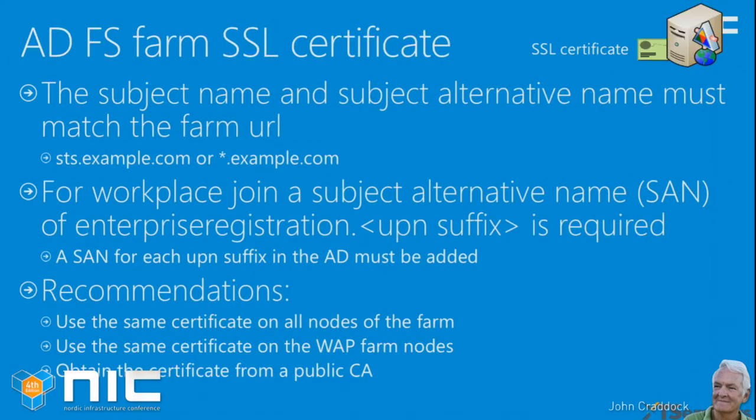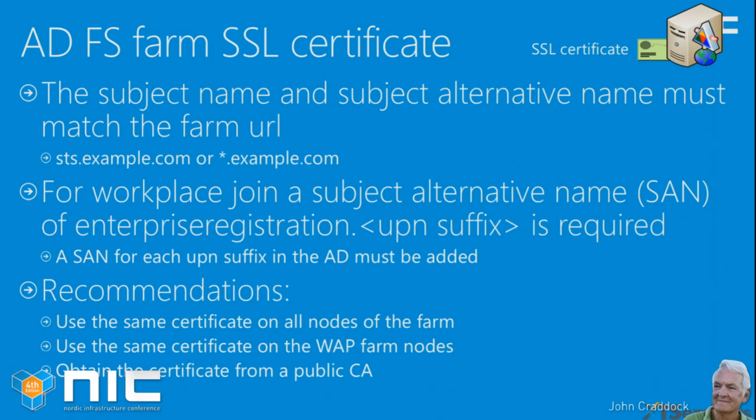The farm certificate is for our SSL communication. All our communication is going to be HTTPS, so it will use that for SSL comms. But it's also used now for the device registration service. All right? So we will have, for instance, sts.example.com. We could have a wildcard in there if we wanted. And then we'll need subject alternative names for all of those suffixes for the enterprise registration. Right? So they will need to be added in as subject alternative names.